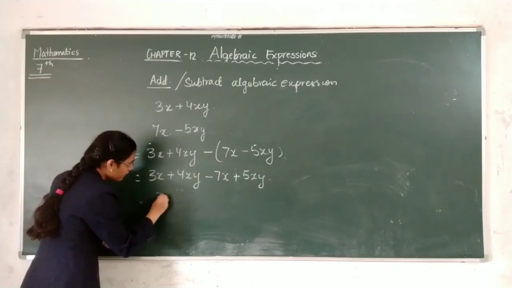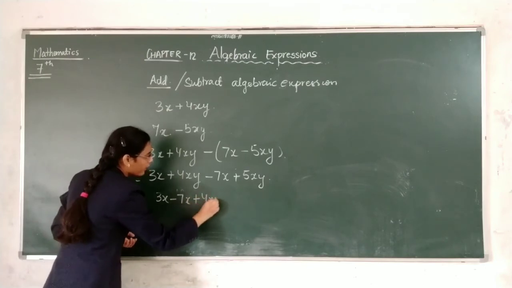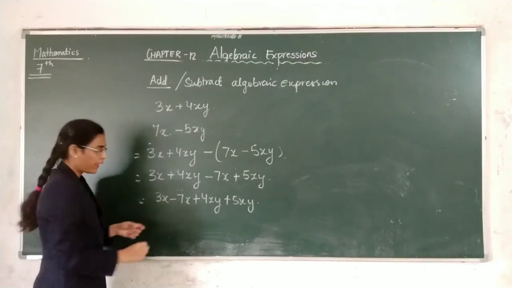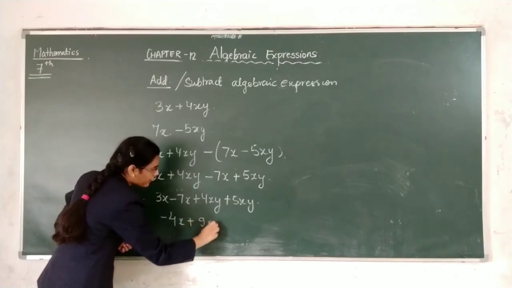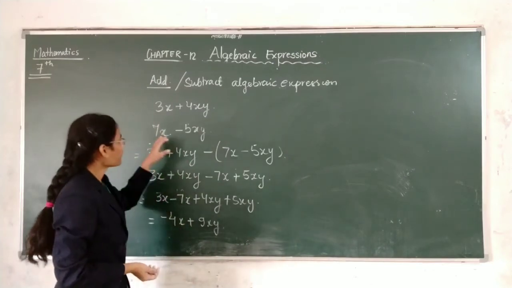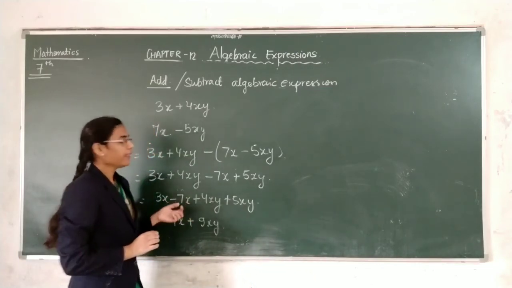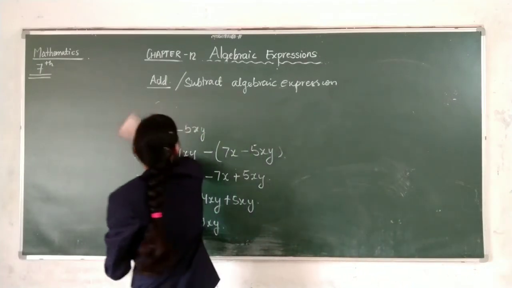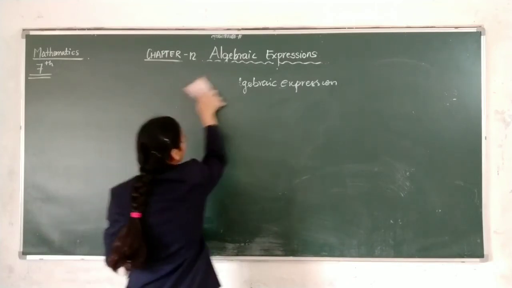Now arranging the like terms, that will be 3x minus 7x plus 4xy plus 5xy. 3 minus 7 will be minus 4x, and plus 4 plus 5 will be plus 9xy. In this way, we will have to add the terms of the expressions. Only the like terms can be added, and the unlike terms we cannot add. Now the next thing is finding the value of a given expression. How can we find the value of a given expression?